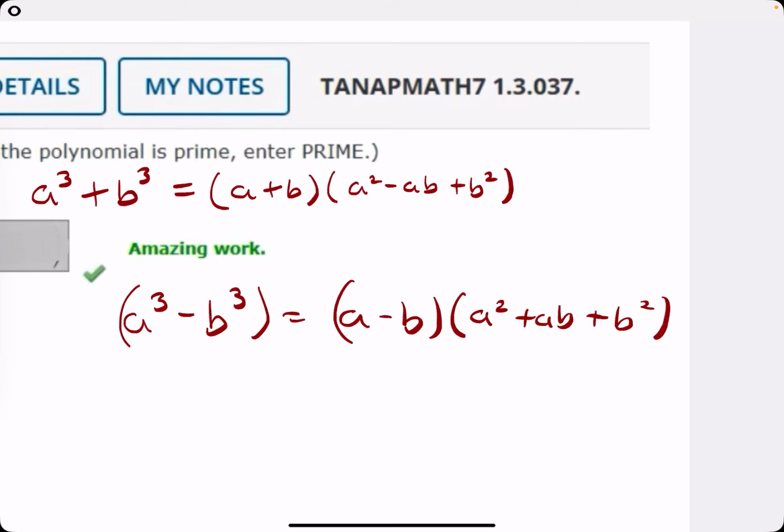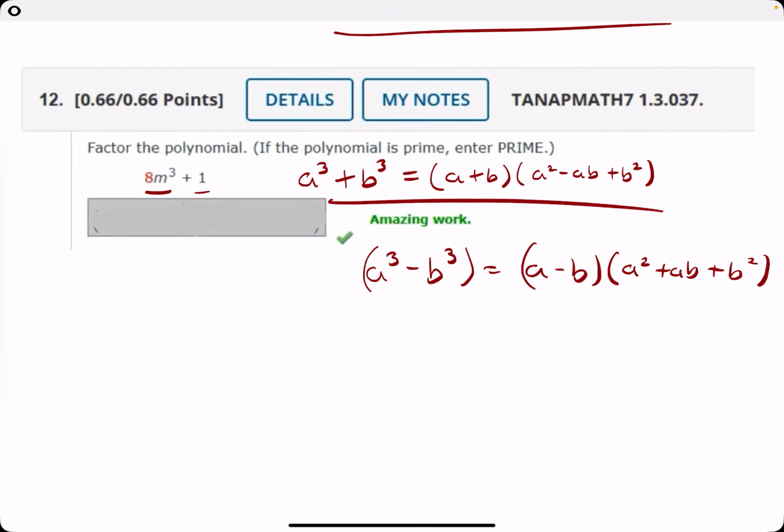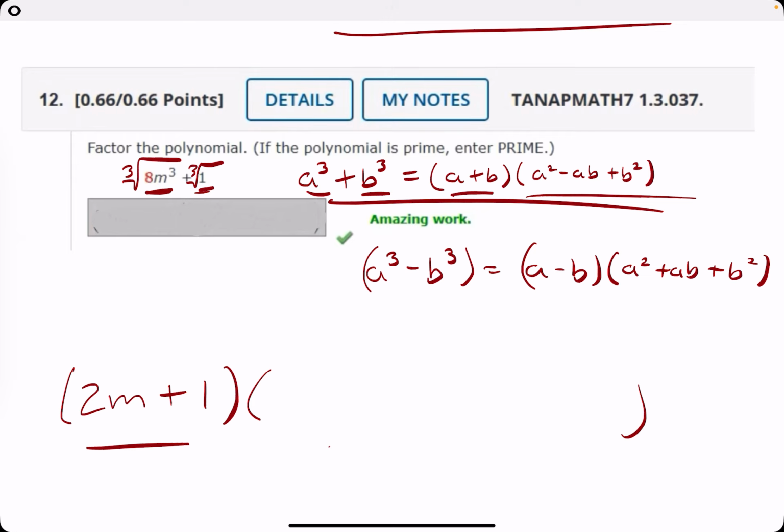So they're very similar, but you might see the differences there. So using the first one, a cubed is 8m cubed, which means a is just the cube root of 8m cubed, so just 2m. B cubed is 1, which means the cube root of 1 is our b, so just positive 1. So this is our a plus b portion here. Now we need the rest. We need an a squared minus ab plus b squared.